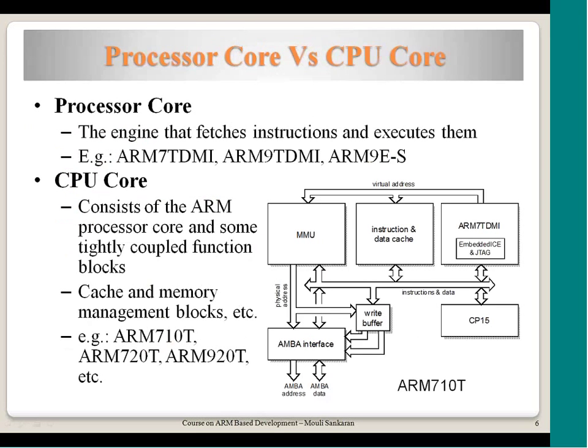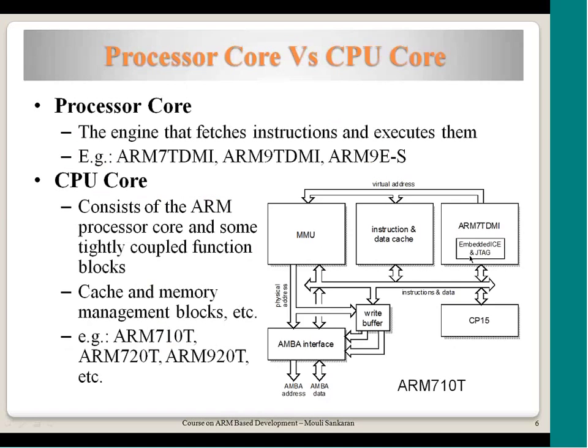Now, what is the processor core and what is the CPU core? When we see an ARM-based SoC, the ARM processor core is already inside that chip. SoC is a system on a chip. So we have a processor core. It could be ARM7 or ARM9 or ARM10, and that processor core is bought from ARM.